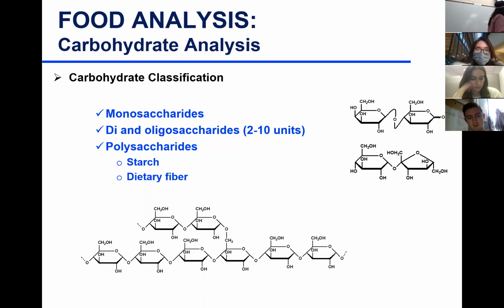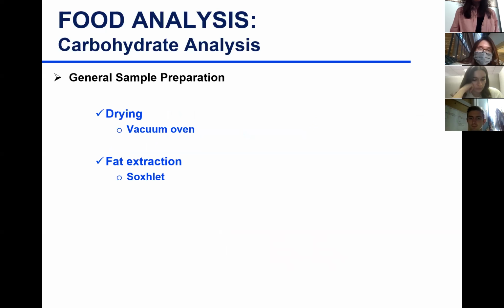Di- and oligosaccharides, 2 to 10 units, are in this category, and then of course your polysaccharides: starch and dietary fiber. Within starch you have the amylose and amylopectin. Within dietary fiber you have the soluble and insoluble. Within the soluble you have pectin, beta-glucan, arabinoxylans, all these soluble fibers. And in the insoluble dietary fiber you have cellulose, hemicellulose, and lignin. So you have different components there.